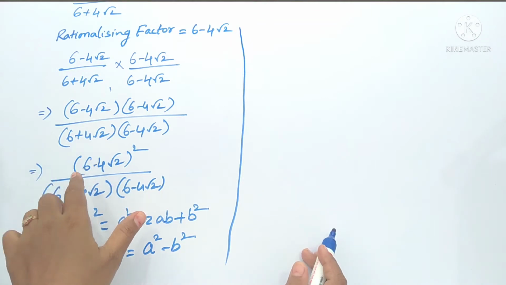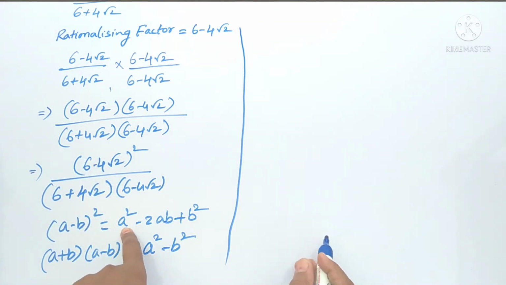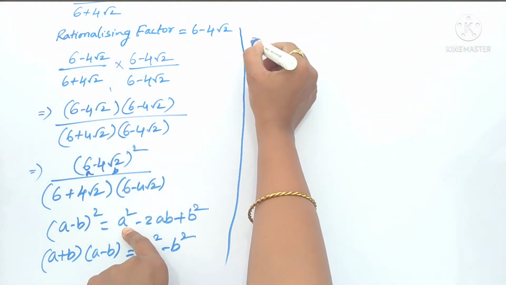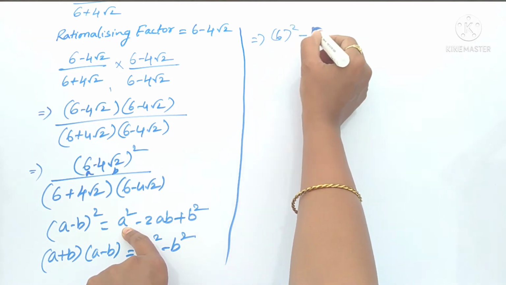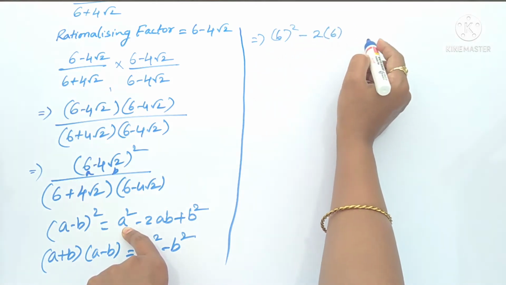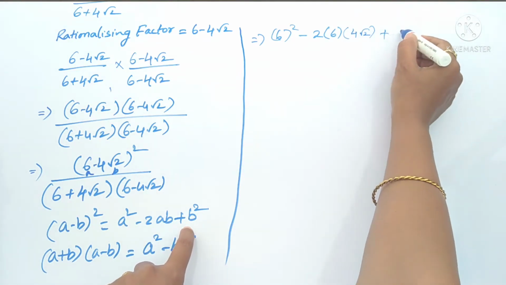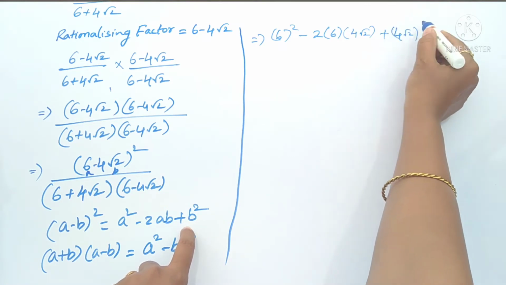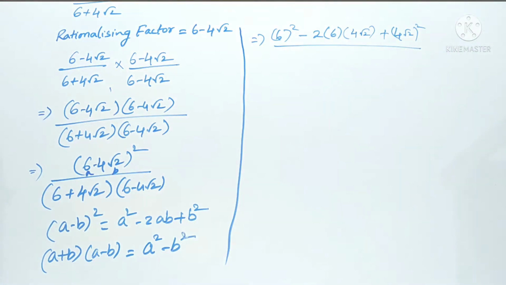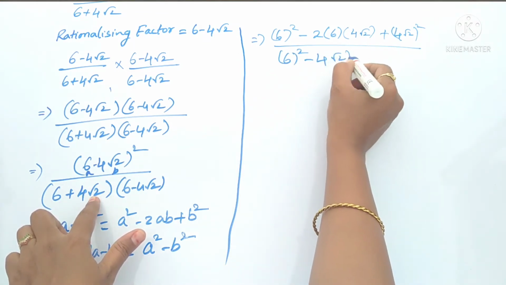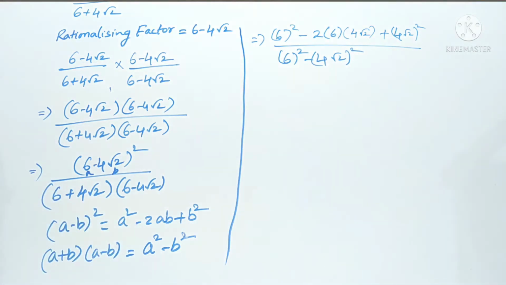So 6 minus 4 root 2 whole square. a minus b whole square means a square, so in the place of a 6 is there and in the place of b 4 root 2 is there. We'll substitute that. 6 square minus 2, a means 6, b is 4 root 2, plus b square, 4 root 2 whole square, by denominator. It is in the form of a plus b into a minus b, a square minus b square. So in the place of a 6, in the place of b 4 root 2 whole square. So a square minus b square.